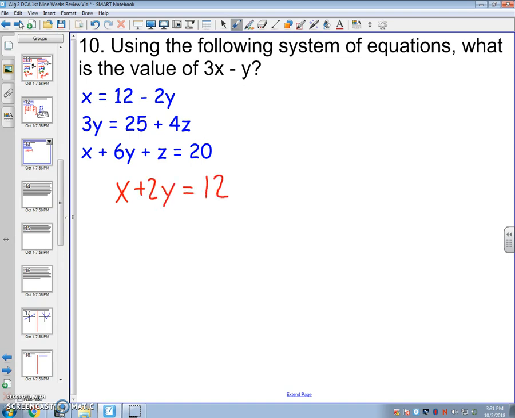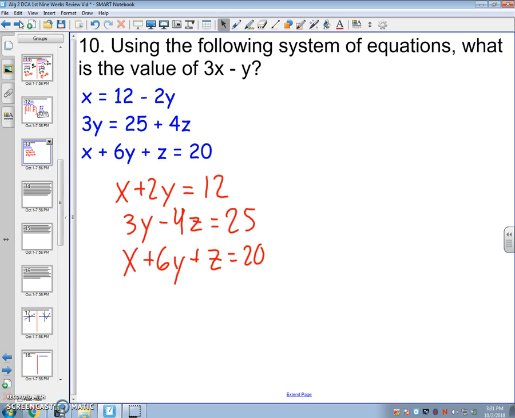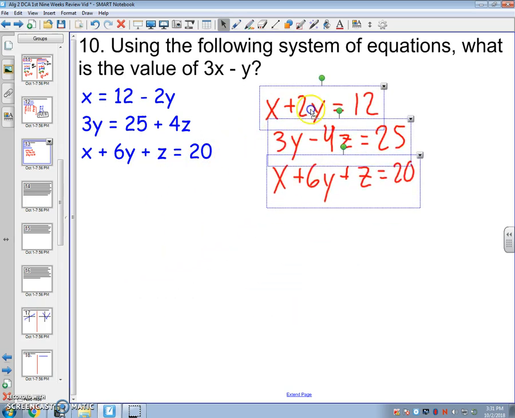The second equation has a z on the wrong side. I have to move it to the left side by subtracting 4z from both sides. So the second equation is 3y minus 4z equals 25. And the third equation is in the correct format, x, y, z, answer. So x plus 6y plus z equals 20. I'm now going to make that matrix.